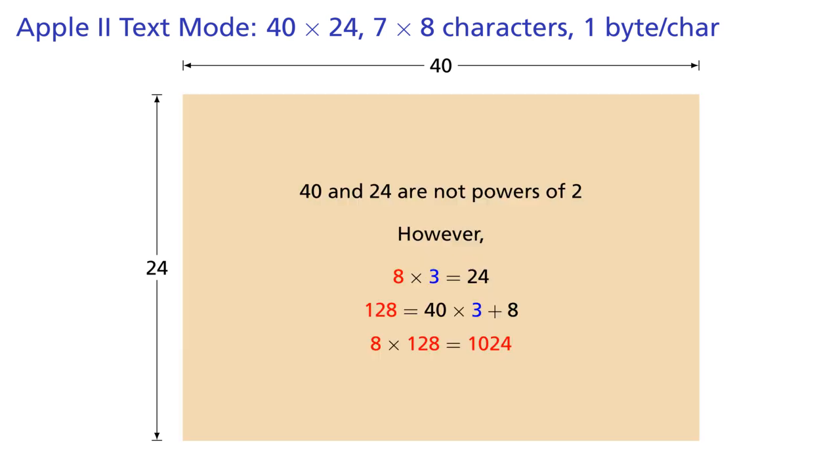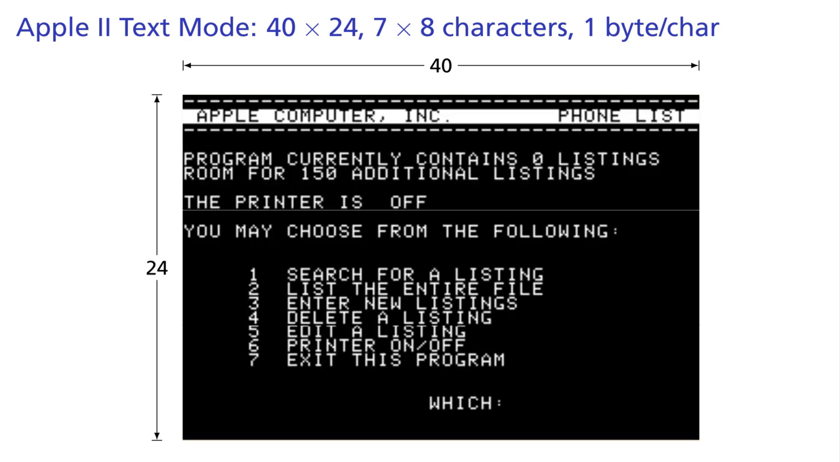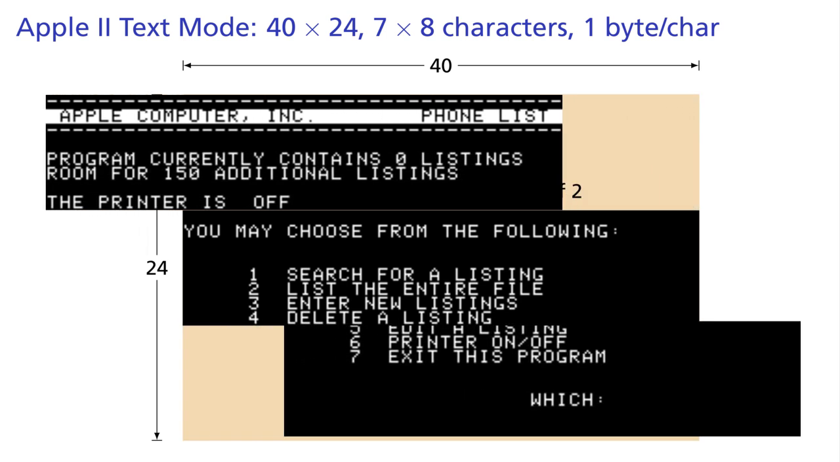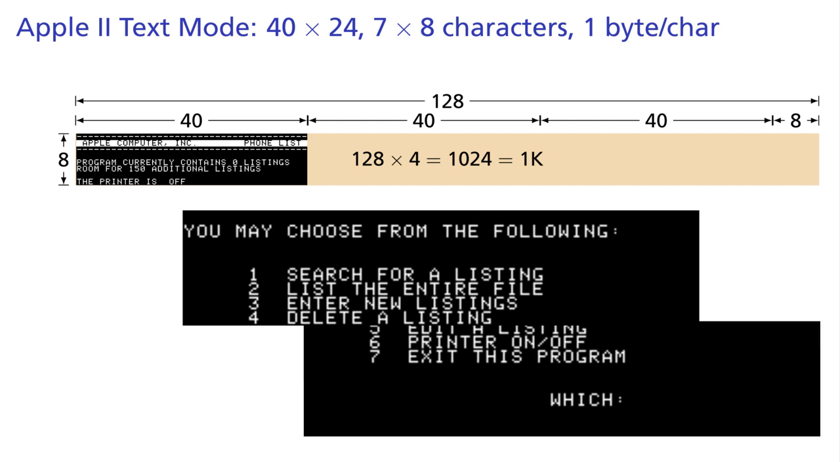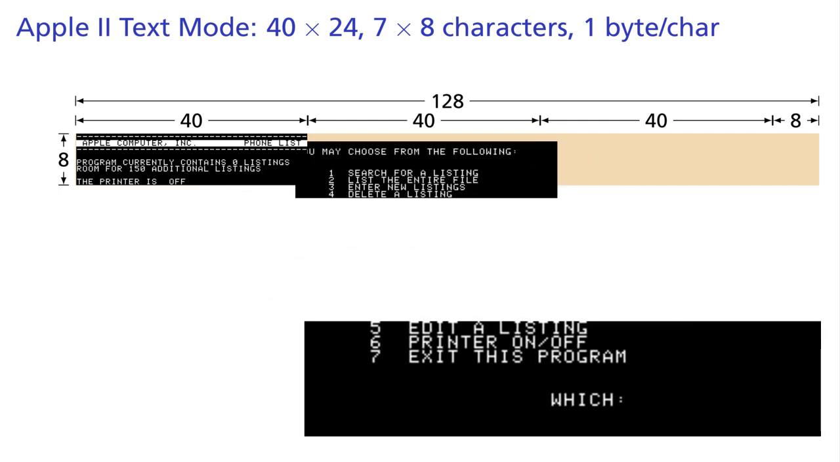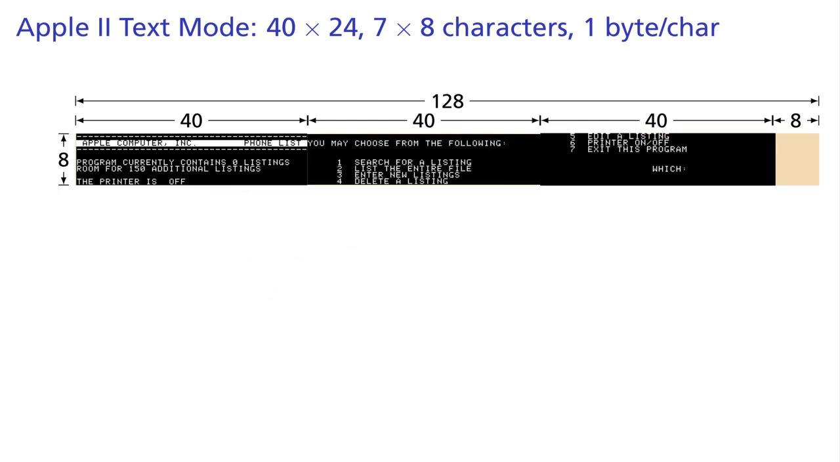His reasoning must have gone like this. 24 isn't a power of 2, but it's 8 times 3, and I like 8. And 40 isn't a power of 2, but 3 times 40 is 120, which is almost 128. And 8 times 128 is 1024, which is 1K, which I really like. So Woz split the screen into 3 bands of 8 lines each, and put the first line of each band into the first 128 bytes, the second line into the second, and so forth, wasting only 64 bytes out of 1024 total.